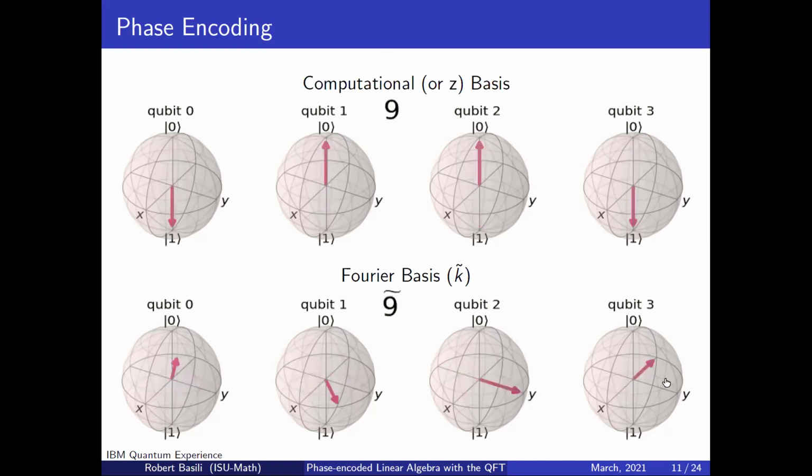and each subsequent qubit rotates by a factor of pi over 2. So this one's rotating by pi, this one by pi over 2, this one by pi over 4, this one by pi over 8, and so on and so forth. So that's the basis that we're going to try to encode. This is how we're going to start encoding numbers.